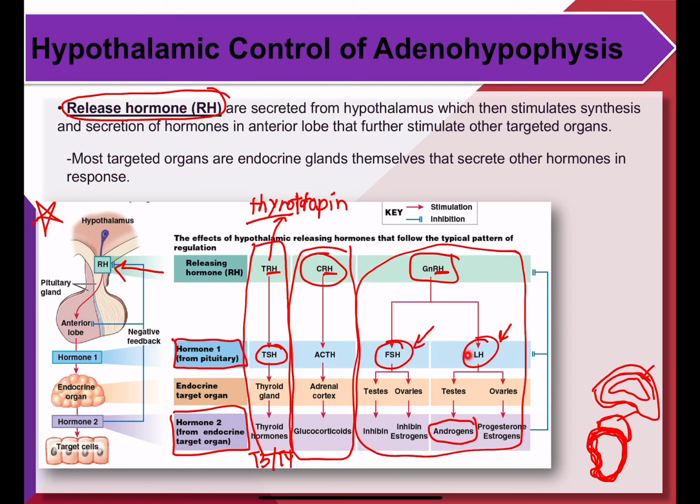And the other thing LH is important for is ovulation. For the egg to burst out of your ovaries, you need the spike in your LH hormone in order for that to occur. Okay, so that's something that we'll talk about when we get to the reproductive system.